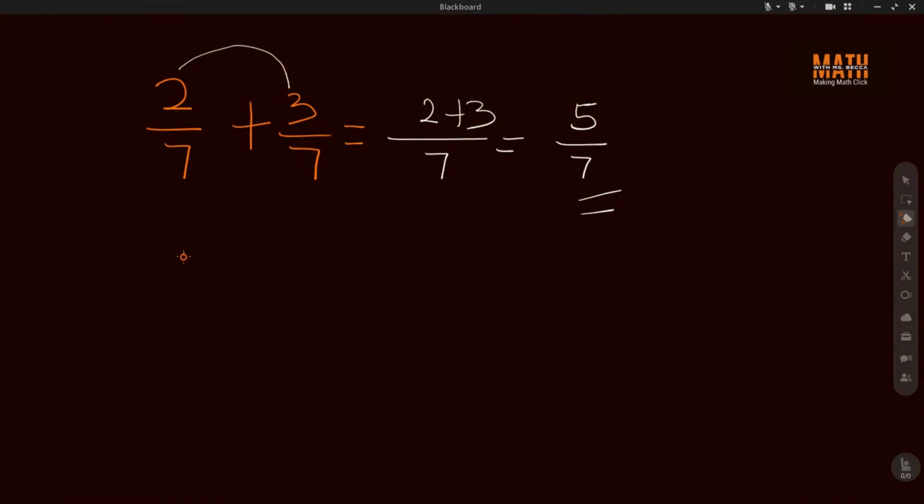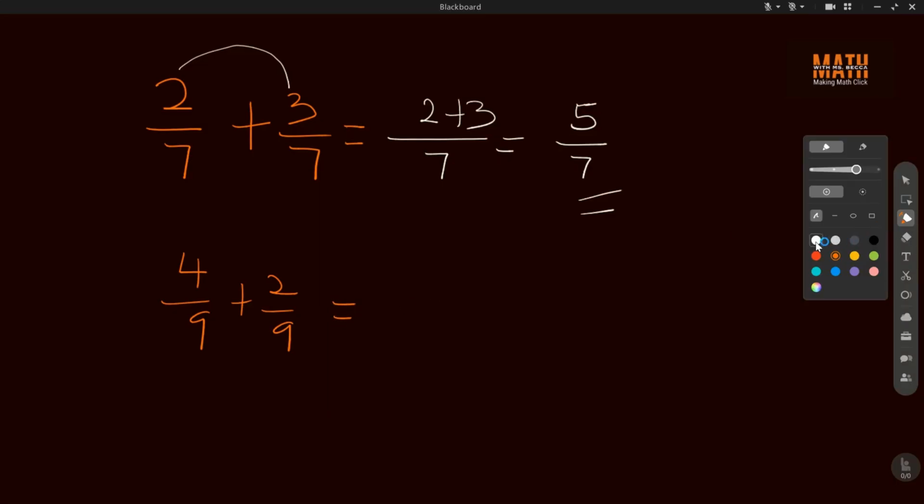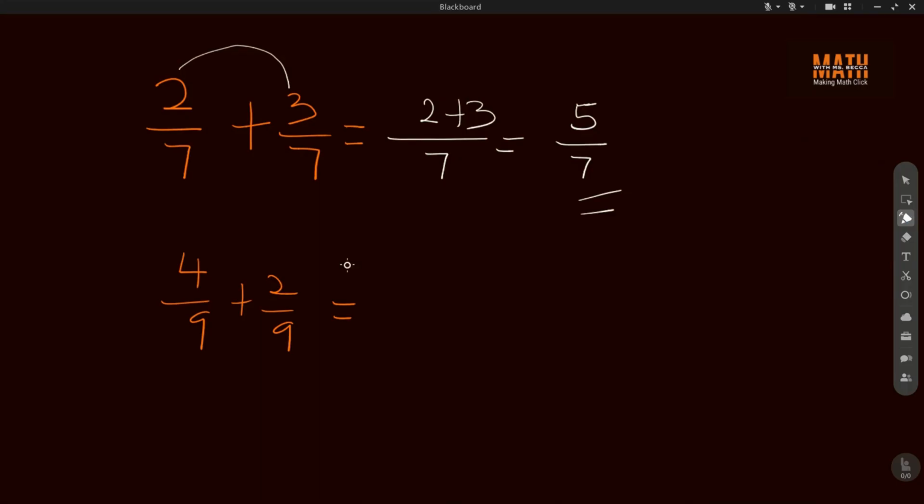Now you add 4 over 9 plus 2 over 9. What will this give? Okay, this will be 4 plus 2 over 9 and the answer will be 6 over 9.